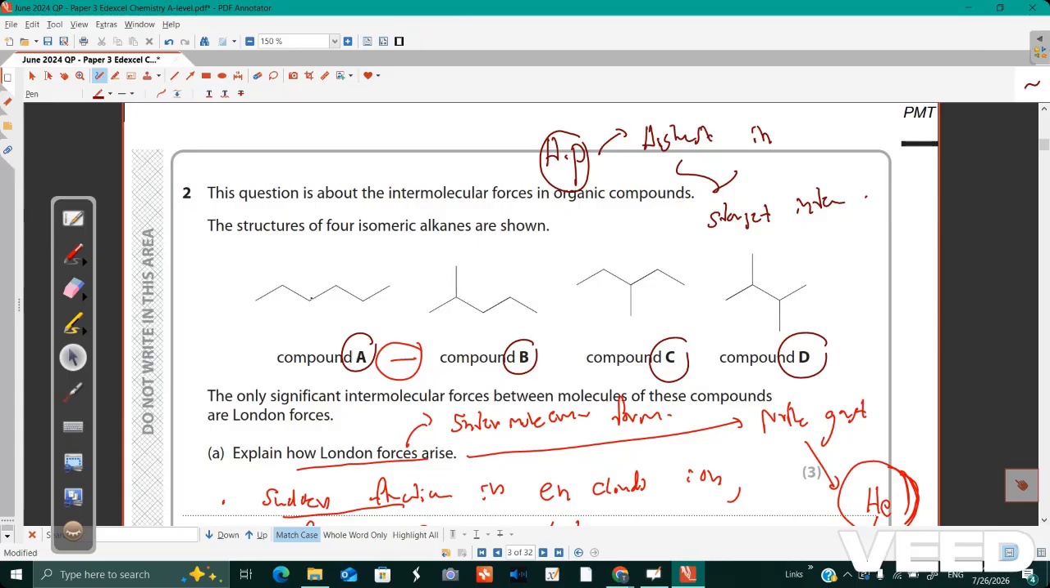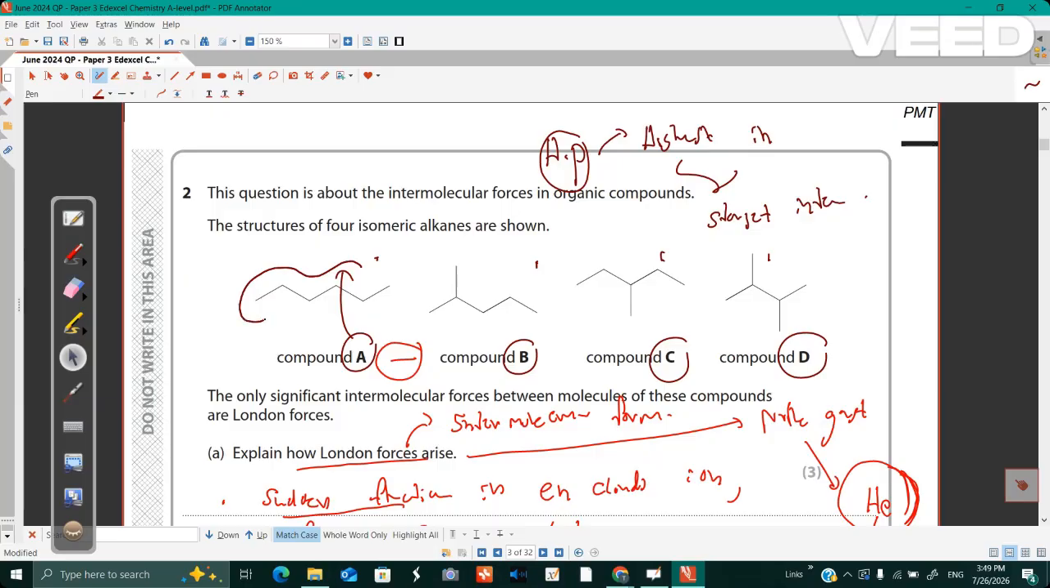You can consider them as non-polar. Why? They are hydrocarbons, right? They have no polarities. But even though they are non-polar compounds, they have London forces between them, right? So we have to determine which one of these has the strongest London forces. So we can start off with branching, right? If you compare A, B, C, D, between these four, A is the least branched.